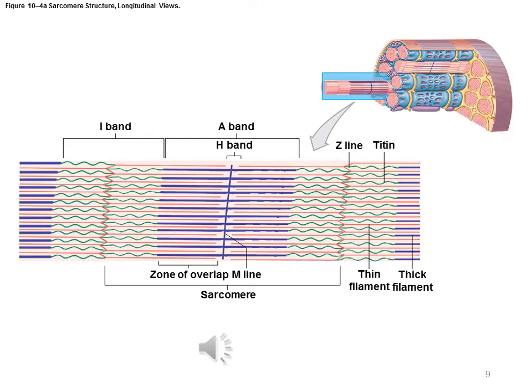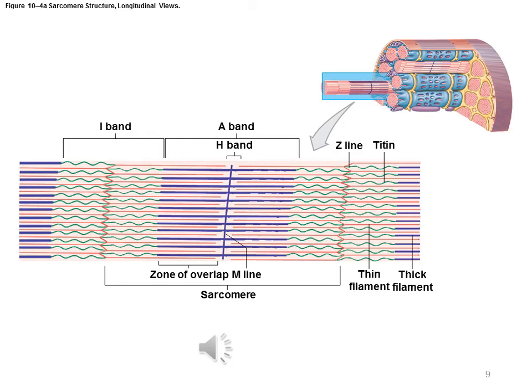Right smack in the middle, you have what is called the H-band, and the H-band is divided by the M line. So within the M line and within the H-band, there are only thick filaments. There are no thin filaments, so no actin within this part. In the A-band itself, you mostly see the dark bands and the M line. That's what we're looking at here. The other thing you have are stabilizing proteins that keep the thick filaments in the proper position.